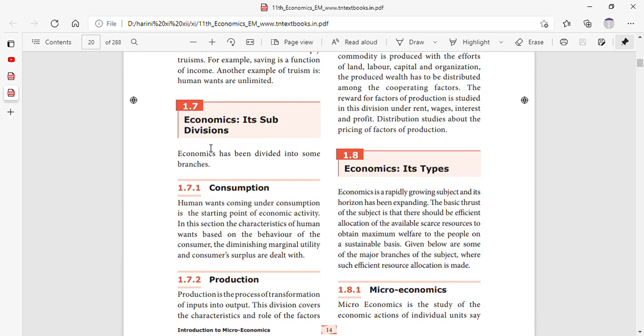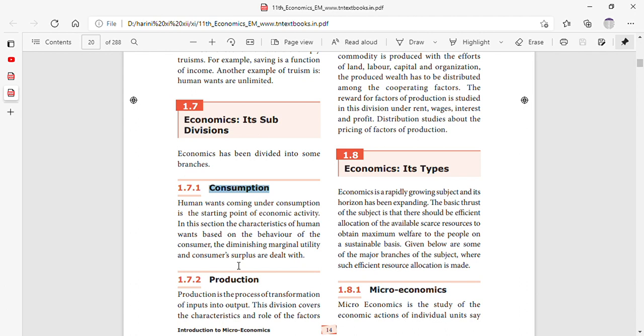So economics and its subdivisions. One is consumption. So what is consumption? ஒரு பொருளை நிறைய பேர் வாங்கி யூஸ் பண்றாங்க. For example, if you buy a particular bike and you are driving that, so you are consuming that particular product.